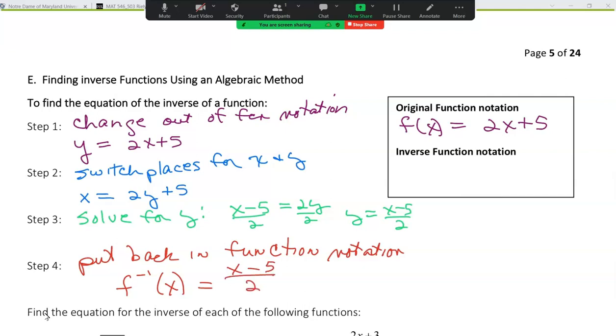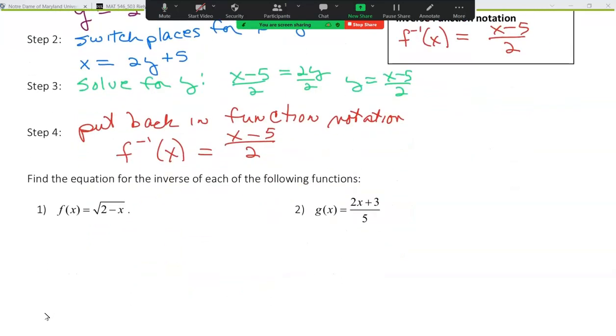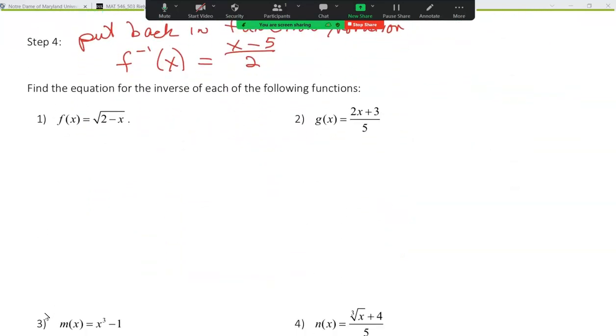Okay, those are your steps. So the inverse function notation now is going to be f to the negative 1 of x equals x minus 5 over 2. Okay, so when I ask you to find the inverse algebraically, this is what I want, and I want to see those 4 steps. So let's try to find some other ones. So I'm going to go through and do it. You should try to do it before I get it done, so you should probably stop the video. But I'm going to label them with numbers.